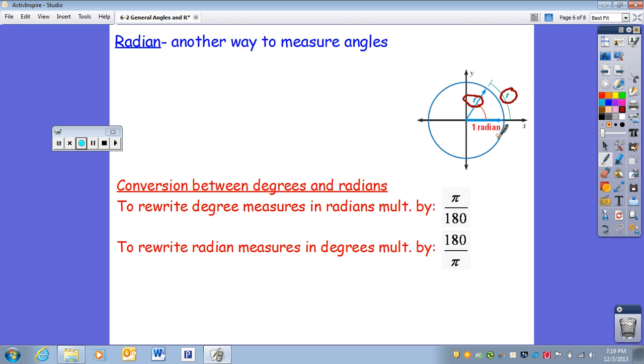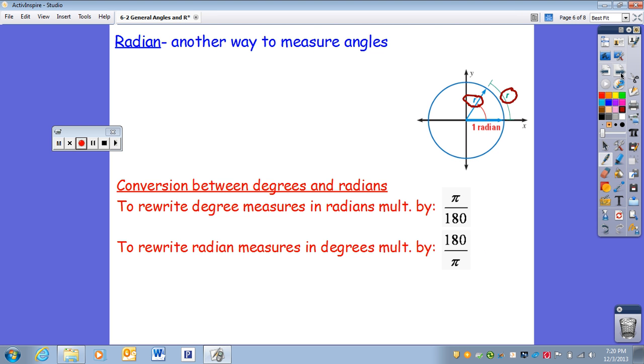So because the circumference of a circle is 2 pi r, there are 2 pi radians in a full circle. So degree measure and radian measure are therefore related by the equation 360 degrees is equal to 2 pi radians, or 180 degrees is equal to pi radians. So we can use the conversion between degrees and radians. We rewrite degree measure in radians by multiplying by pi over 180, and if we would like to rewrite radian measurement in degrees, we can multiply by 180 over pi.